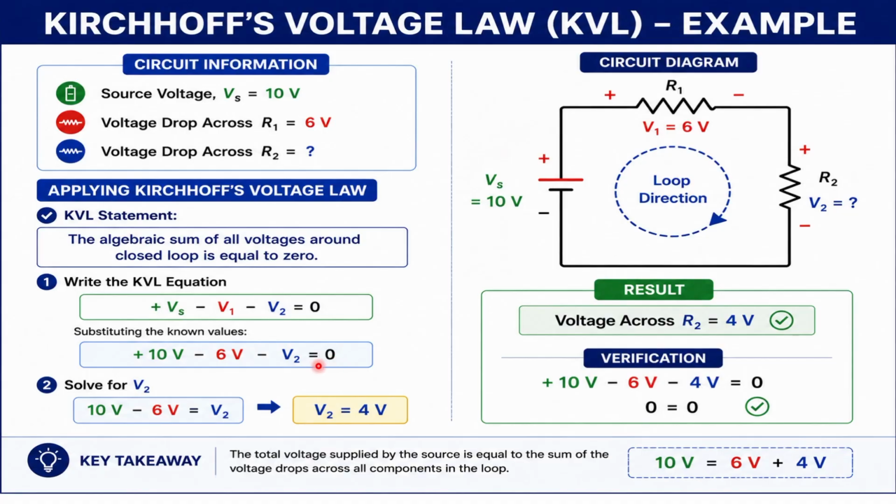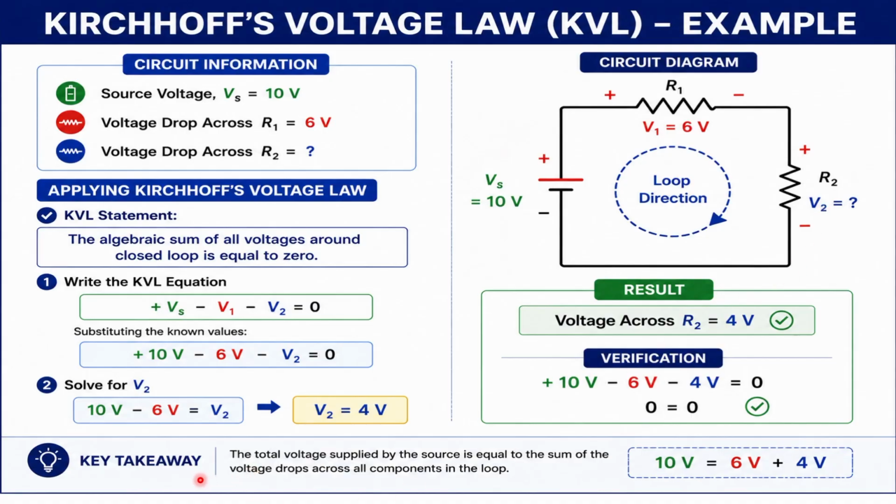So what we are going to do now is, since Vs minus V1 minus V2 is equal to 0, and now we need to calculate the value of V2, just take V2 to the other side, and we are going to be left with 10 volts minus 6 volts. The answer is going to be equal to 4 volts. So the voltage drop across resistance R2 is 4 volts.